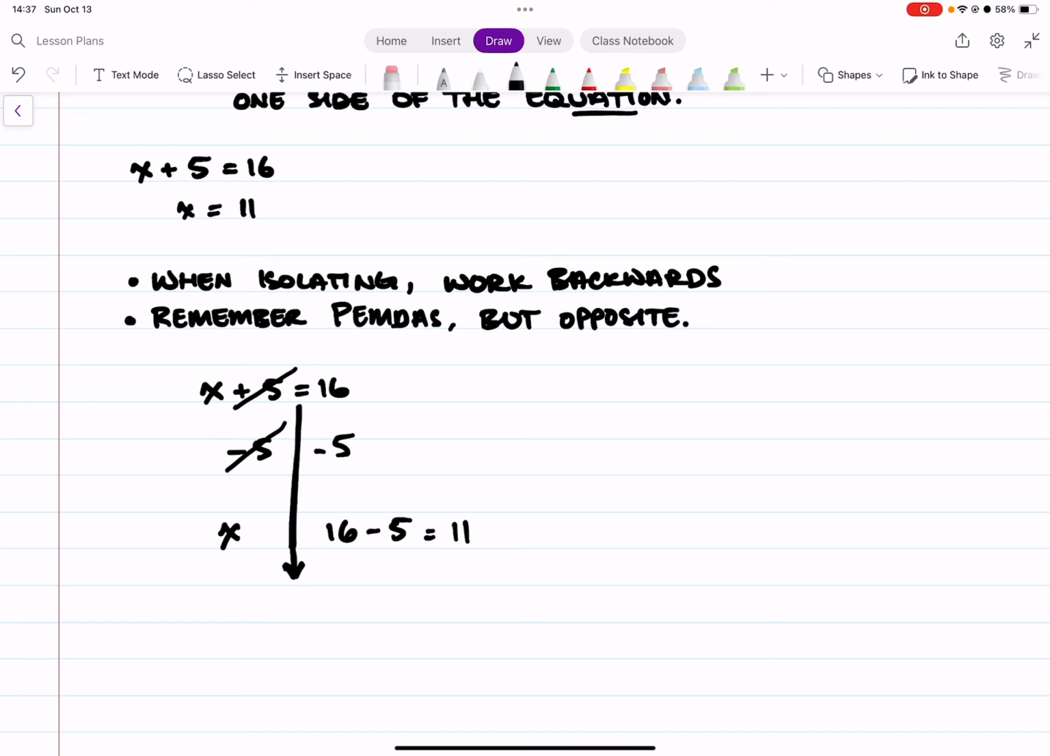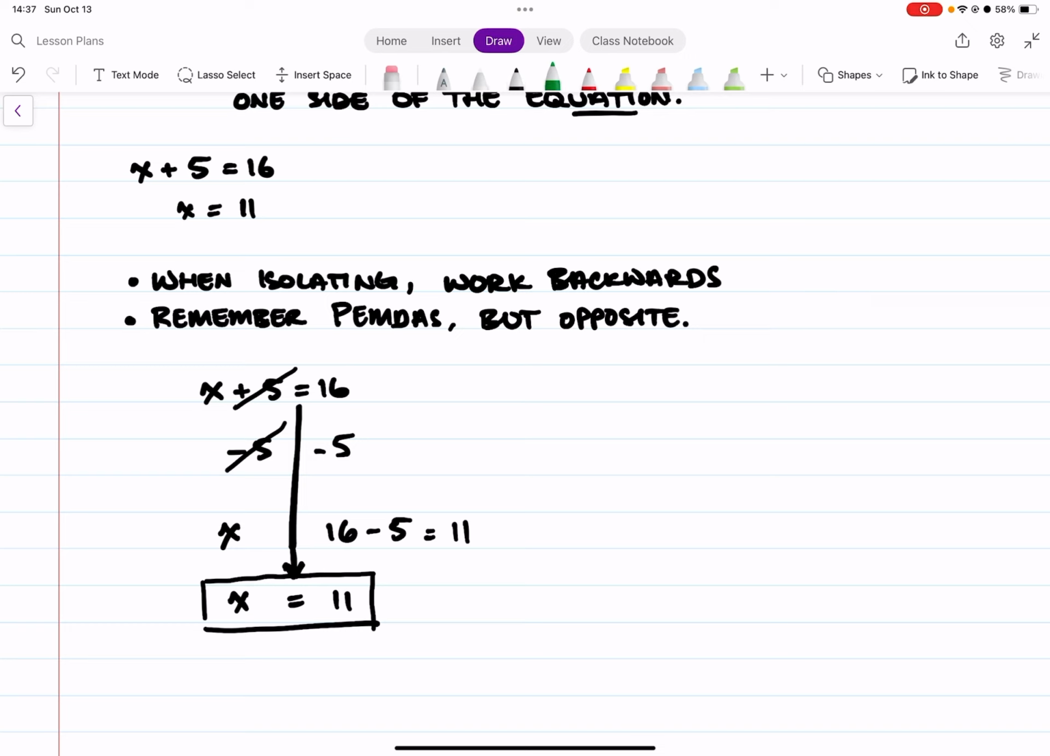So I'm going to do an arrow. I'm going to put the equal sign down here, right? Because I moved that equal sign down. On the right side, I have x. On the left side, I have x. On the right side, I have 11. And when you look at that, you see that, oh, that's a nice little answer there. x is equal to 11.